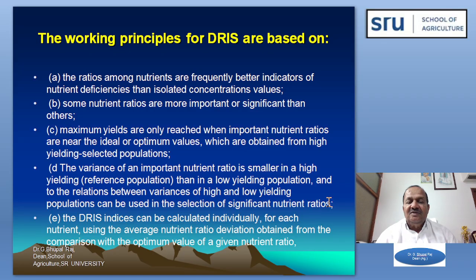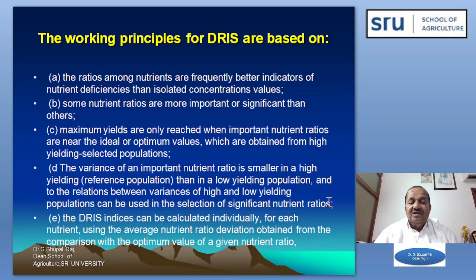The working principles for DRIS are mainly based on the ratios among nutrients being frequently better indicators of the nutrient deficiencies than isolated individual concentration values. Some nutrient ratios are more important or significant than others. Maximum yields are only reached when important nutrient ratios are near the ideal or optimum values, which are obtained from the high yielding selected populations. Whatever the mean values of the nutrient ratios obtained in the high yielding populations, they will serve as the reference values for calculating the DRIS norms.